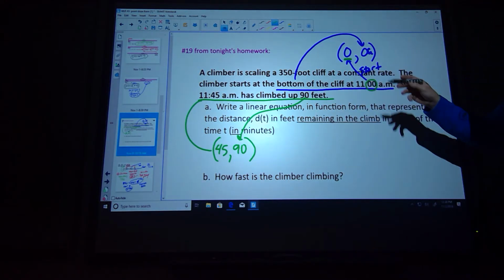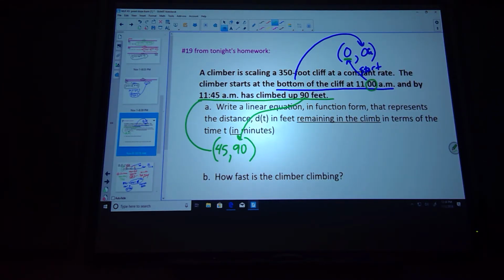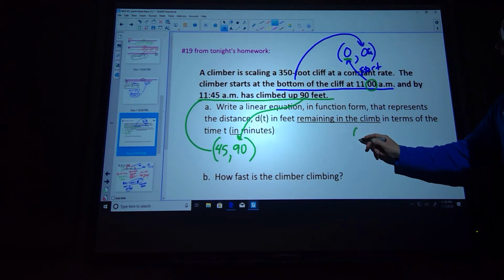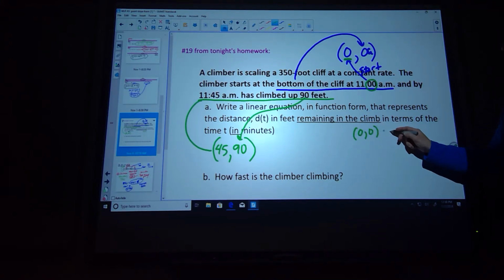Do I have 2 points now for this problem? I have 0, 0, because at 11 o'clock we're calling it 0, and he didn't climb anywhere yet. All right, so write a linear function that represents the distance in feet to time. Now I have 0, 0. And again, let's list this. This means at 11 a.m., he has not climbed.